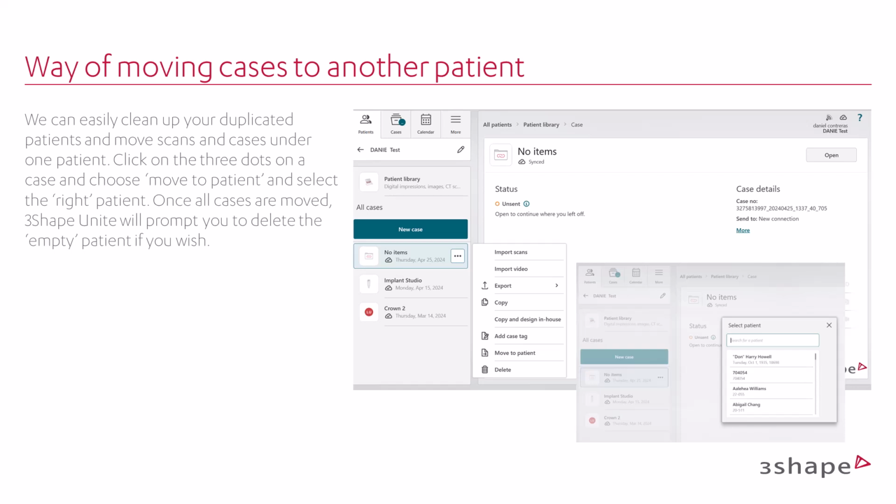To streamline your workflow and organize duplicated patient records, you can consolidate scans and cases under a single patient profile. Simply click on the three dots next to a case, select Move to Patient, and choose the correct patient. After transferring all relevant cases, 3Shape Unite will prompt you to delete the now empty patient profile if desired.